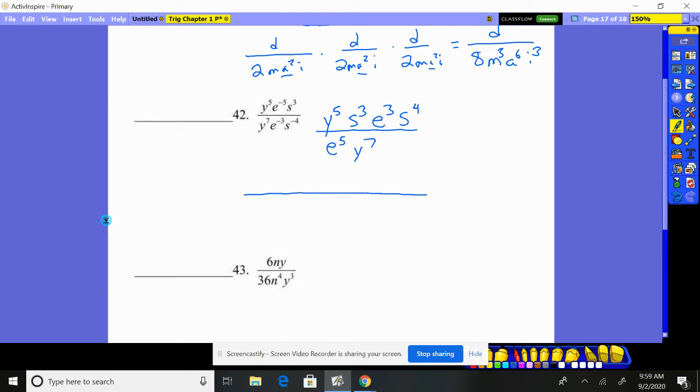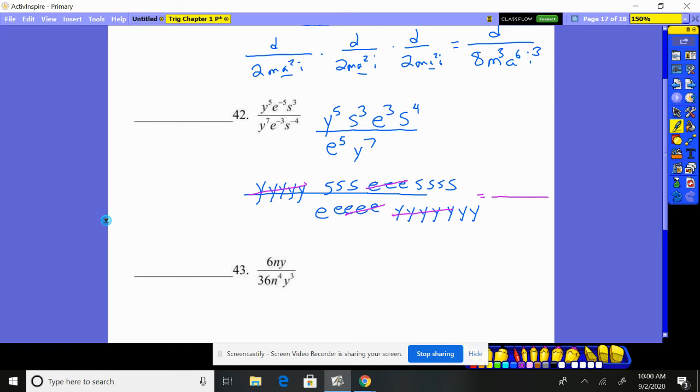So let's see what we have up top. I have Y to the 5th, so I got all 5 of them. S, E, S. In the bottom, I have E. And then 7 of these, 4, 5, 6, 7. That didn't take me long. These 5 will cross out with 5 of those, leaving 2 in the bottom. These 3 E's will cross out with those 3 E's, leaving 2 E's in the bottom.